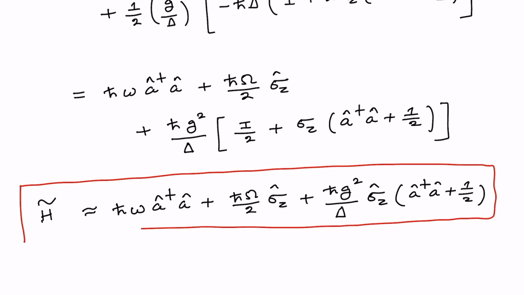And while doing it in the previous step, you see this I by 2 term is also there, but that term is simply a constant term, so it is not going to affect the energy structure, and therefore we can neglect it. And this is the transformed Hamiltonian that was required, and we have worked it out successfully.